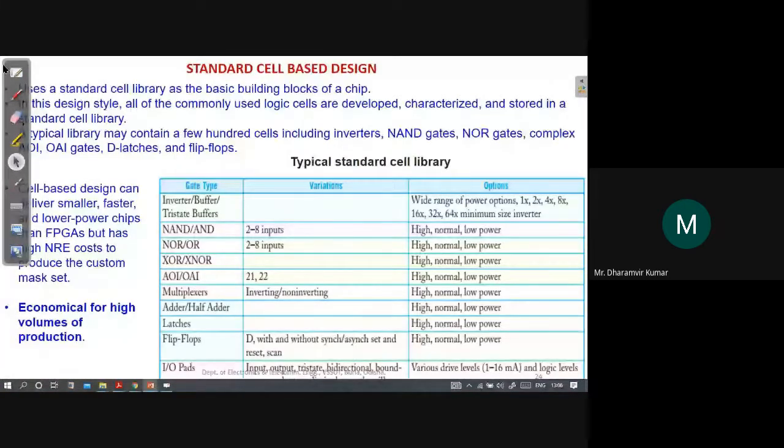The next design style is called standard cell based design.